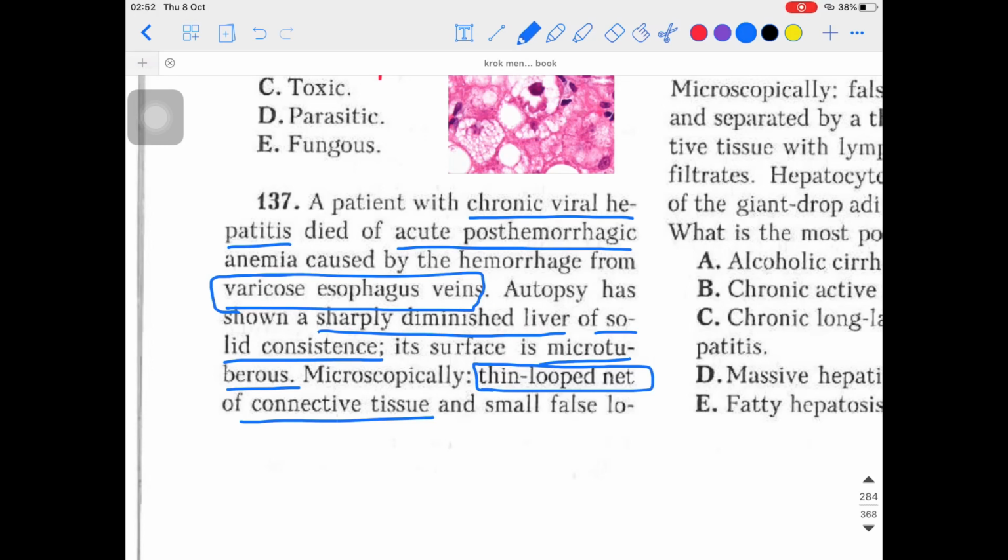What I am talking about right now, to get a proper idea, you need to understand some anatomy of the liver and how the different organs are connected to the liver. You should know that anatomy, and that's how you will be able to understand how varicose esophageal veins can occur in cirrhosis in this patient. Now let's talk about that first, and then they are talking about the sharply diminished liver and microtuberous surface of the liver. Why is it so?